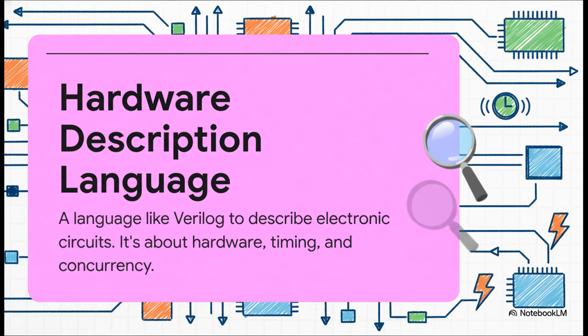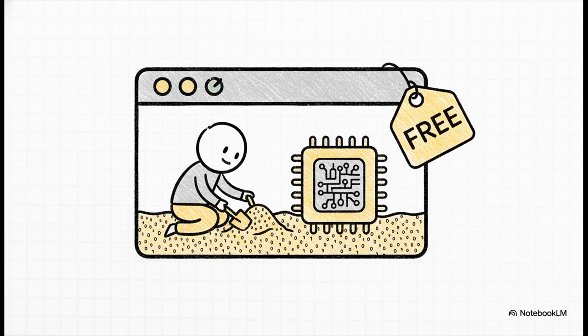You're not just writing lines of code that execute one after another. You are describing a physical piece of hardware. You have to think about timing, about signals flowing, about lots of things happening all at the same time in parallel. And here's the best part. You don't need access to some $1 million lab to do this.